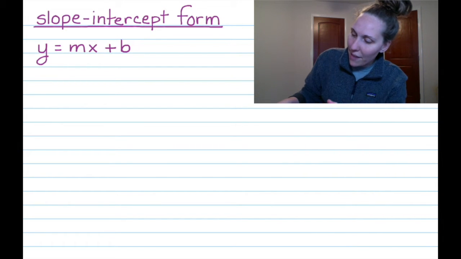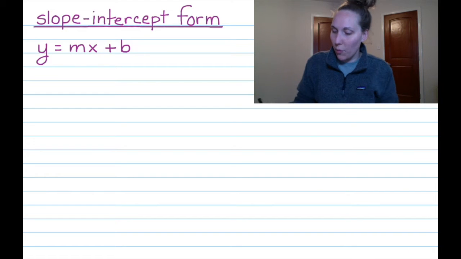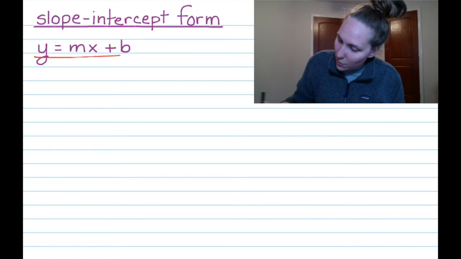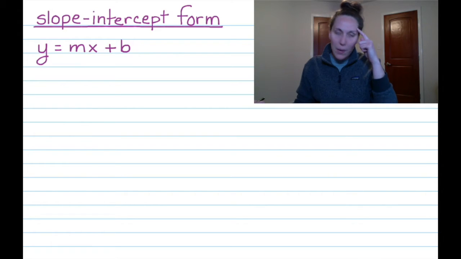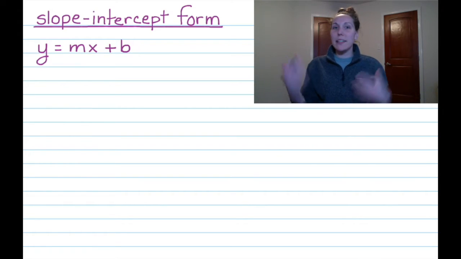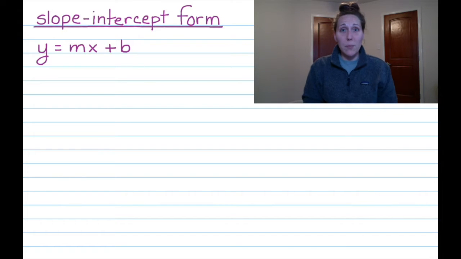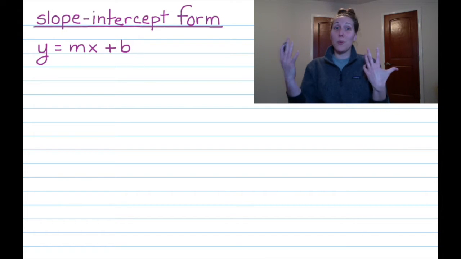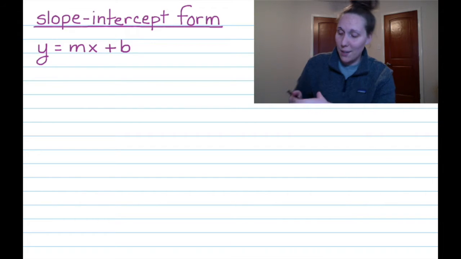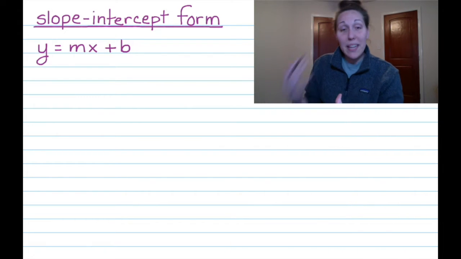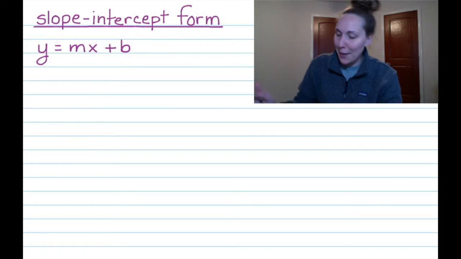So here we have this thing called slope-intercept form, and it's this form we see right here, y equals mx plus b. Just put that right in there, say it over and over as many times as you need to. Slope-intercept form is this form, y equals mx plus b.